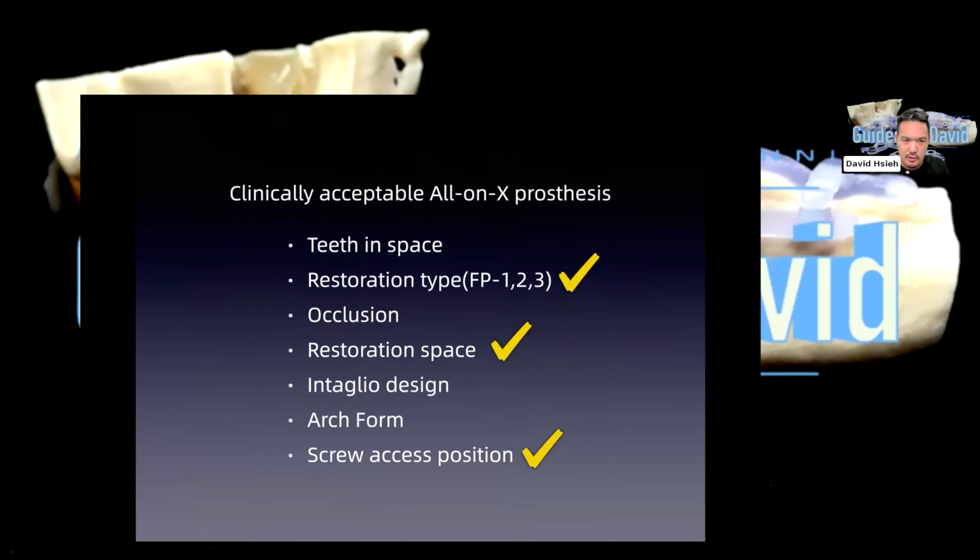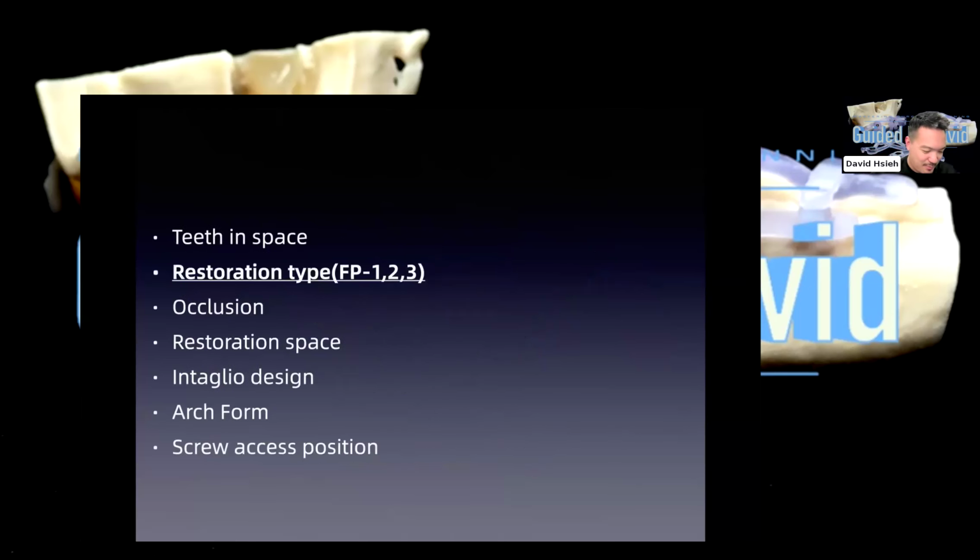The first thing is restoration type. There will be FP 1, 2, and 3, right? And then we're going to talk about restoration space, and then we will talk about screw access position for today's webinar. And then we're going to practice on a live demo to see how that works, right?